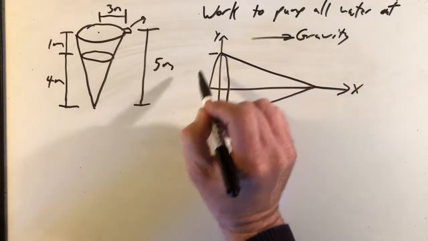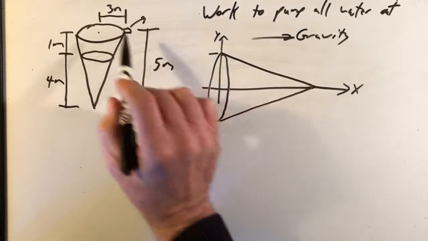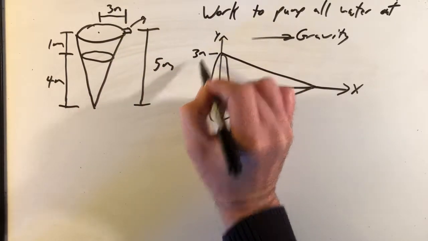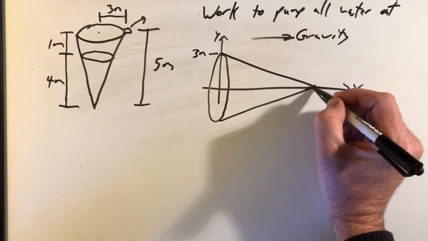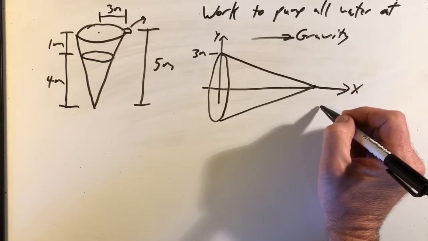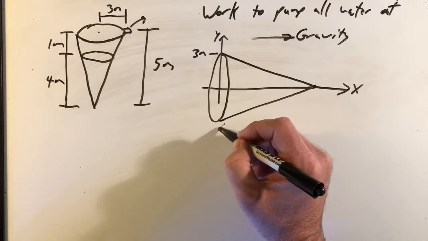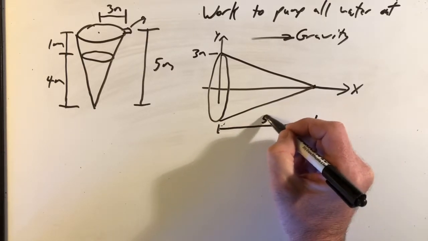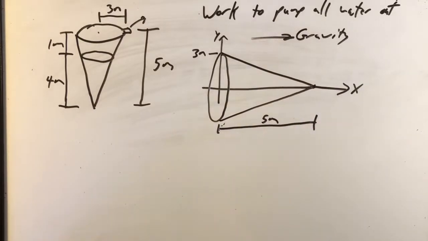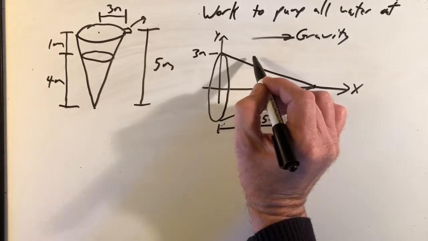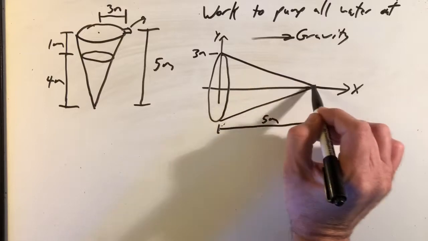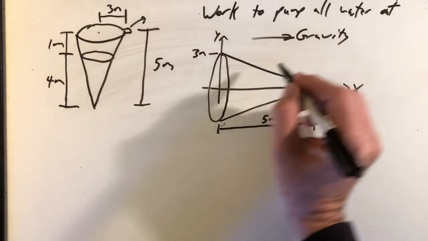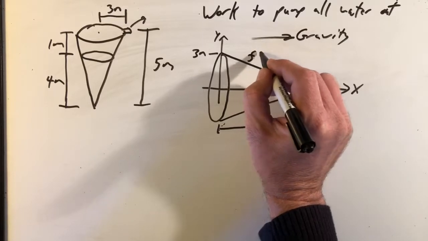Okay, we know the y value here because that's just the radius of the tank at the top of the tank, and that's 3 meters. We know that this is 0 because it comes down to a point, but we know that distance is going to be 5 meters. So what we care about right here is just this line to define the shape of the tank. So that's going to be our f of x.